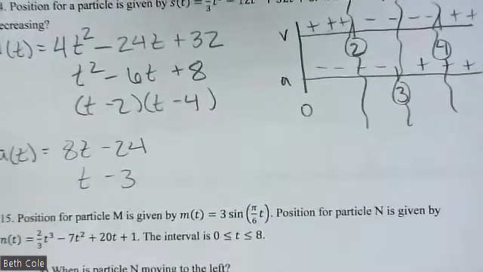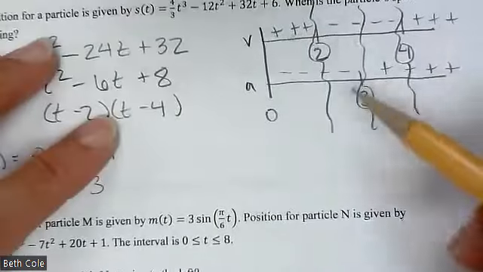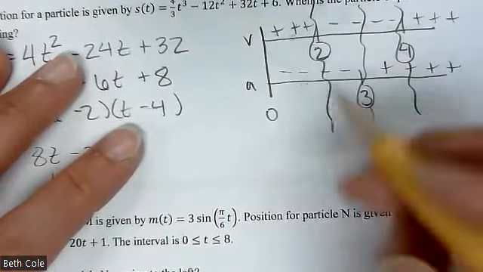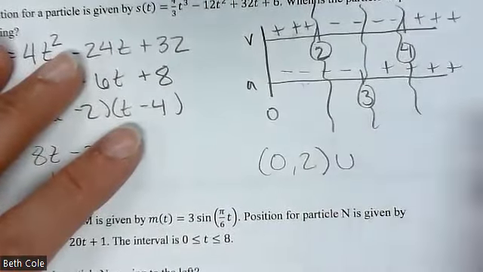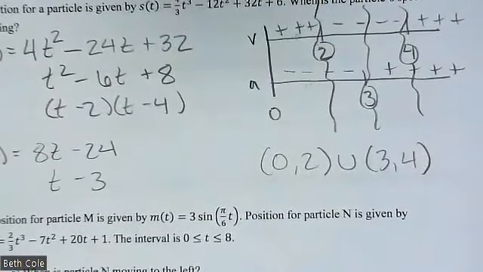All right, I forgot what we wanted at this point. What do we want? Speed is decreasing, okay, so that means opposite signs. So that would mean 0 to 2, and then where else? 3 to 4. Good. You guys are good with them number lines.